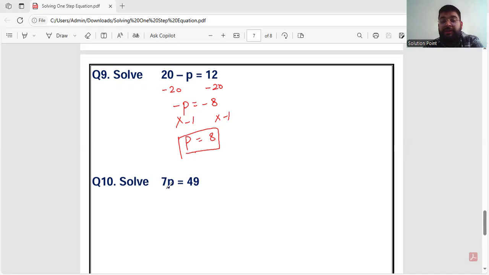Now in the last question, 7p is 49. So we need to get rid of this 7 from here. For doing that, we need to divide 7 on both sides. So 49 by 7 is 7.